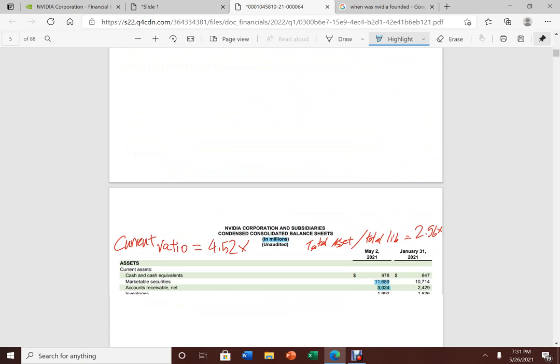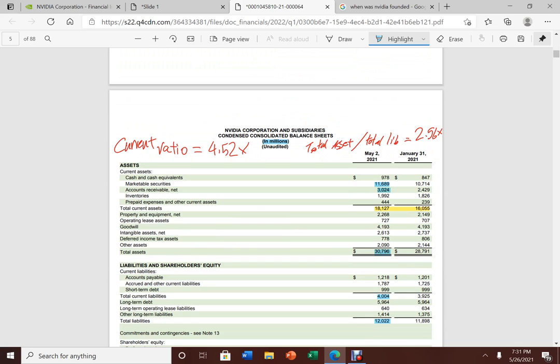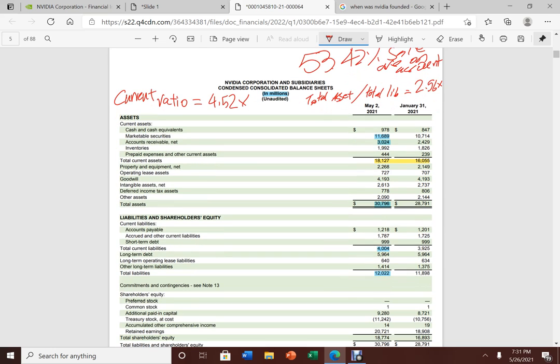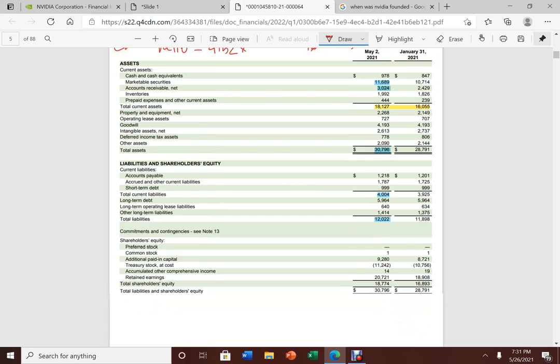We can see that about 54%, to be exact 53.42%, of the sales are on account. What that means is for most of the sales, they're not collecting the money right away. They're collecting money sometime down the road. And even with that, their current ratio is at 4.52x. That is absolutely amazing. Usually you want this at like 1.3, 1.4. At 4.52, that's even better. Total asset over total liability is at 2.56x. That's a very nice ratio.